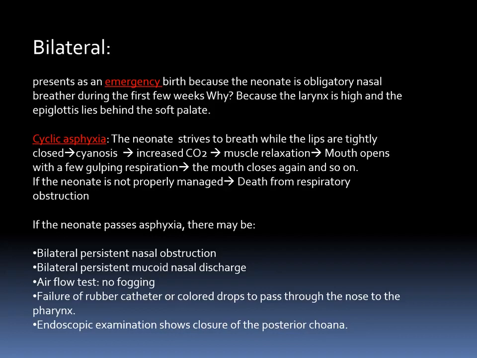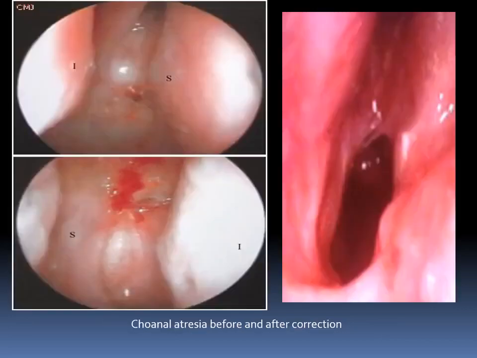Bilateral choanal atresia is an emergency and it requires treatment as soon as possible. Here on the left side photo, you can see a choanal atresia. The nasal cavity is totally blocked. And on the right side, you see the opening after surgery or after correction.